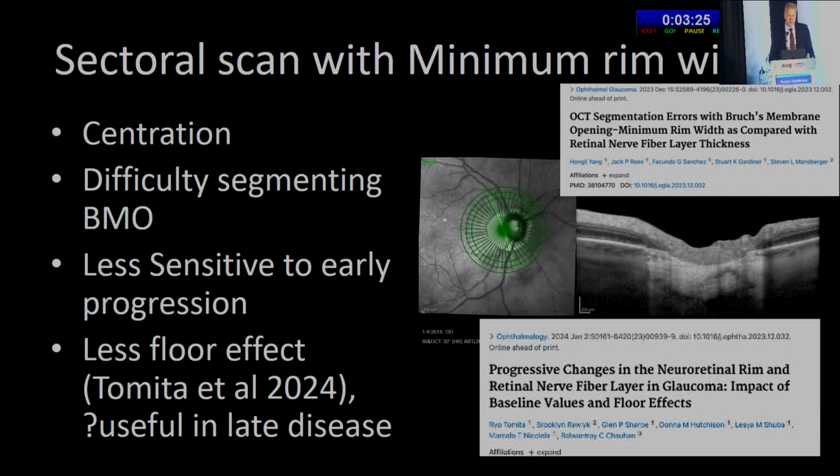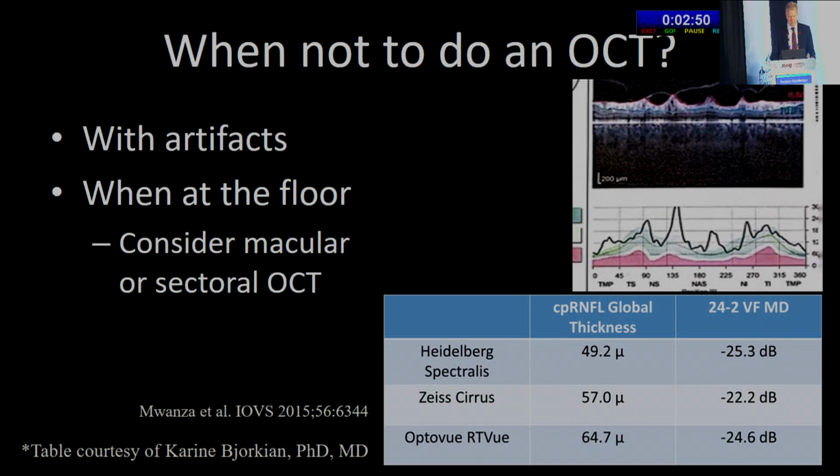And then finally, the sectoral scan. This is something that was popularized by Claude Burgoyne and Bao Chowan. What this does is take multiple different sectors of the optic nerve, and then you segment the Bruch's membrane opening. This creates a minimum rim width, and we think it's less sensitive to early progression, but there's less of a floor effect. So if you have somebody who's gotten a floor effect with the nerve fiber layer, which I'll show in just a second, this might be the best OCT to go to.